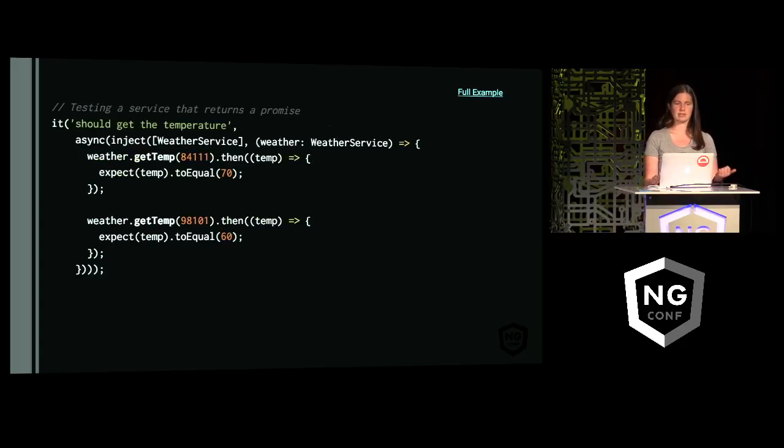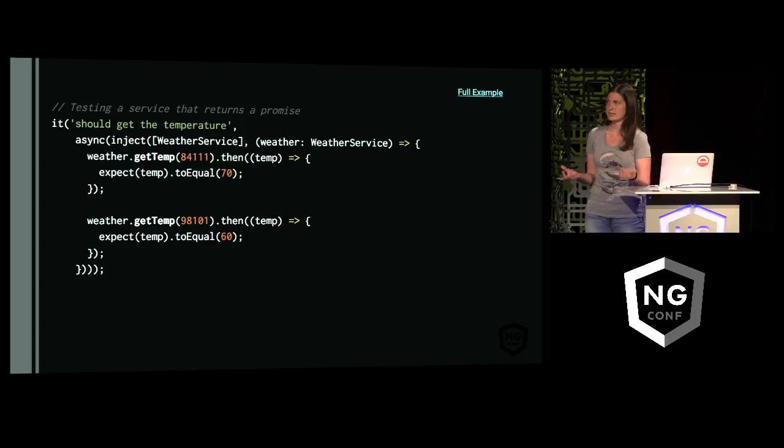How would you actually use this? For our example, let's say that we have a simple widget that displays the weather for various zip codes.